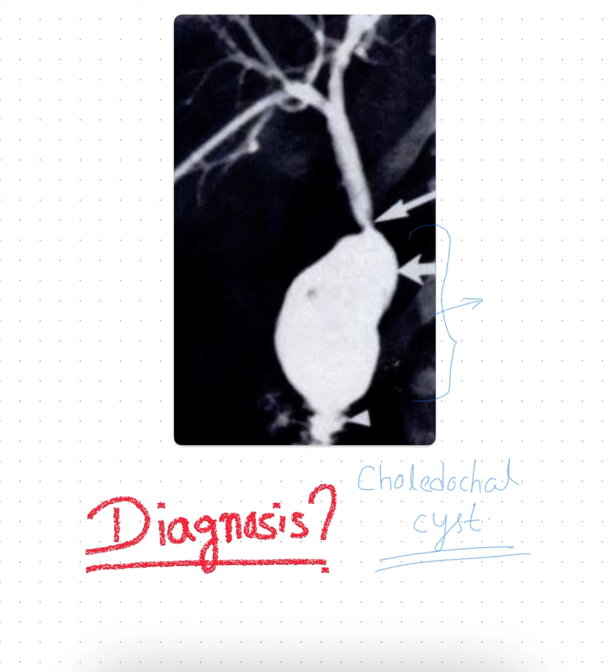So basically the choledochal cyst means the dilatation of either intrahepatic bile ducts, hepatic ducts, or the extrahepatic bile ducts. Any dilatation of these ducts will lead to development of the choledochal cyst. For choledochal cyst, there is one classification which is known as the Todani classification.